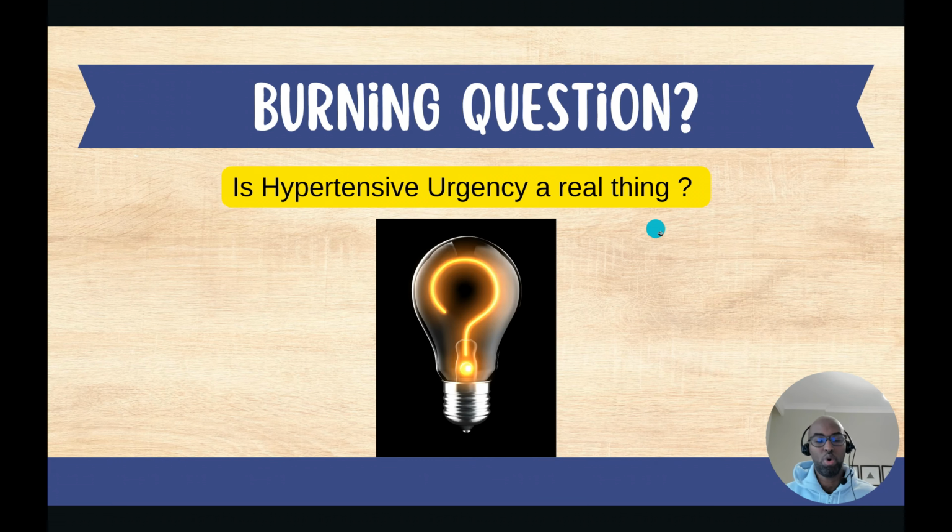This is something we should know about. What is hypertensive urgency? That means there is a high blood pressure, the number we mentioned before, a systolic of 180 and a diastolic of 120, but there is no end organ damage. This is the definition of hypertensive urgency.